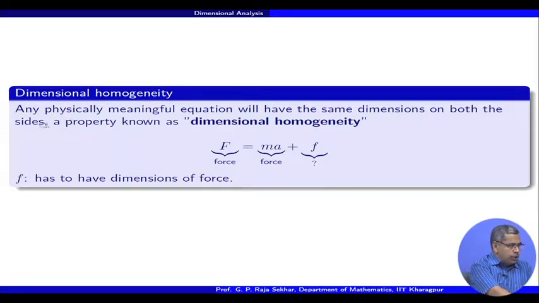Dimensional homogeneity: any physically meaningful equation will have the same dimensions on both sides, a property known as dimensional homogeneity. What does it mean? Let us say you have a standard equation which is a force balance: F equals m a plus some quantity. For dimensional homogeneity, the left hand side denotes force, and the right hand side first part denotes force. Therefore, the added quantity has to have dimensions of force. That is dimensional homogeneity.